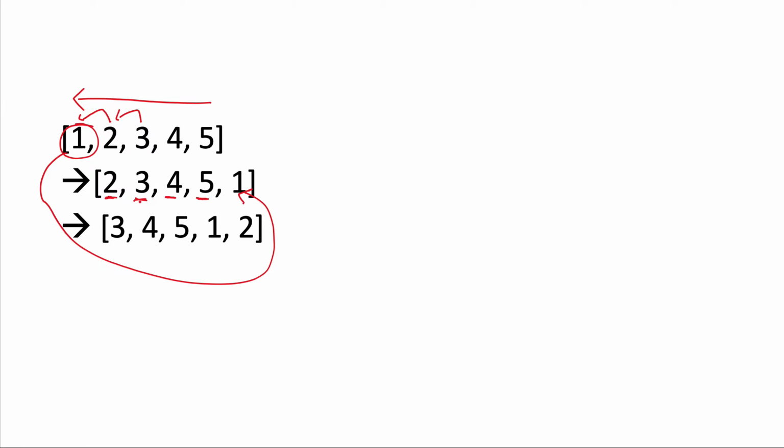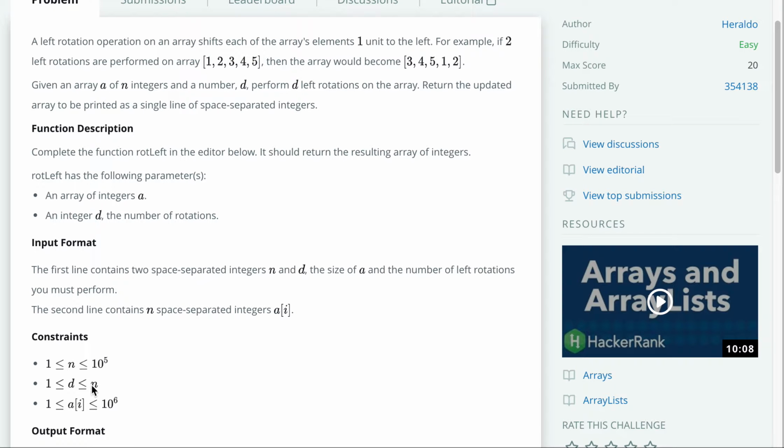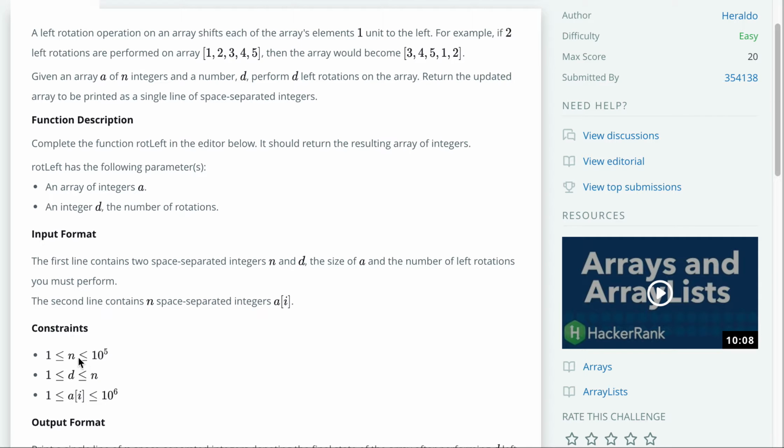Similarly, if I rotate this again, one element left, every element shifts to the left by one, and the first element is pushed to the end. So this is one left rotation, and from here to here there are two left rotations, and there can be even more. In the problem it's given that we have d rotations and n is the number of elements in this array. These are some of the constraints.